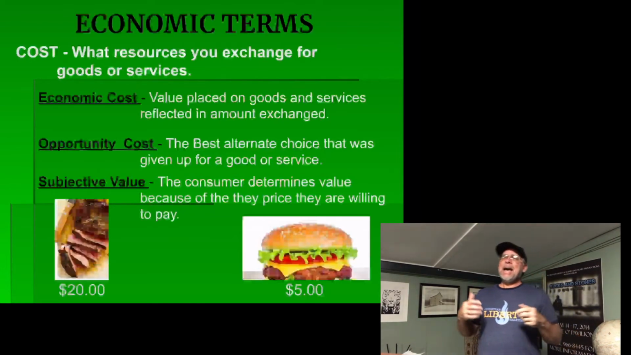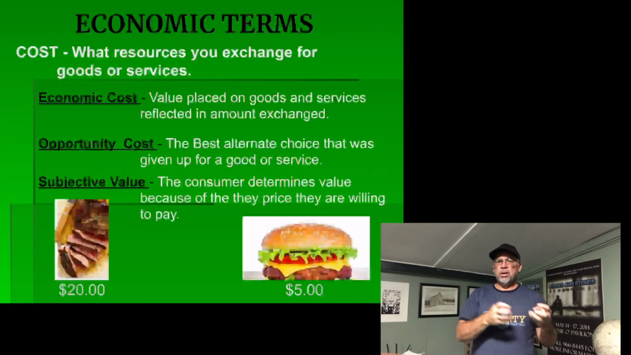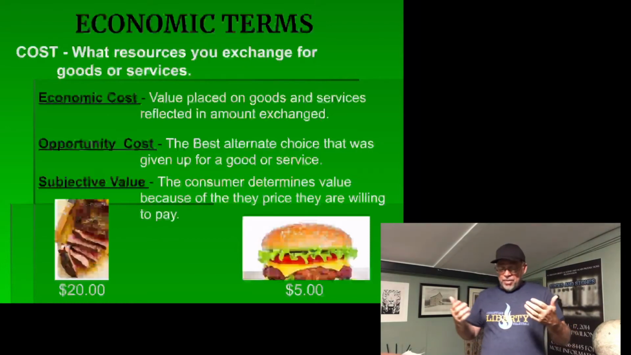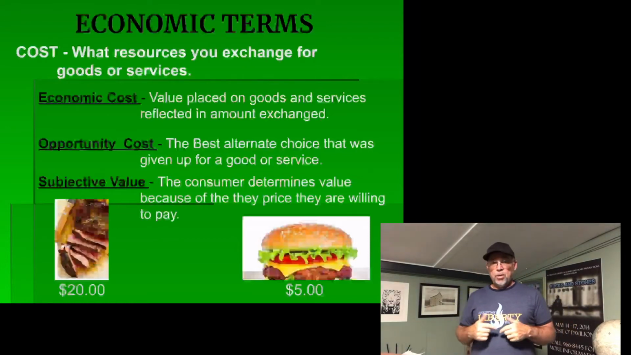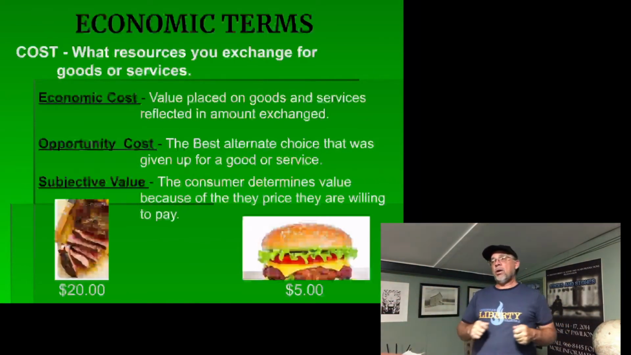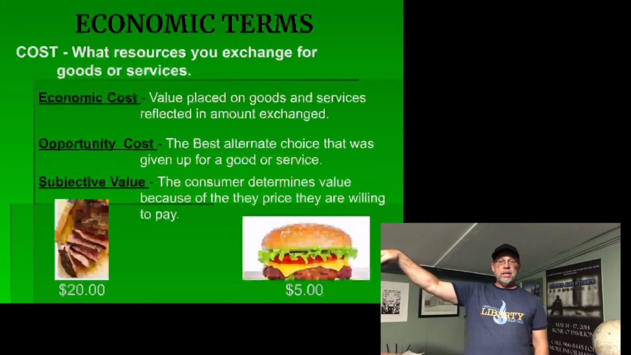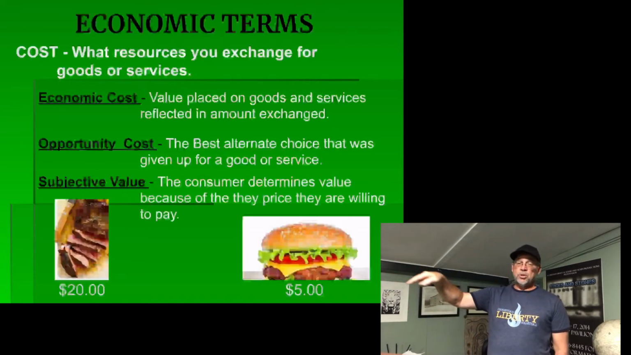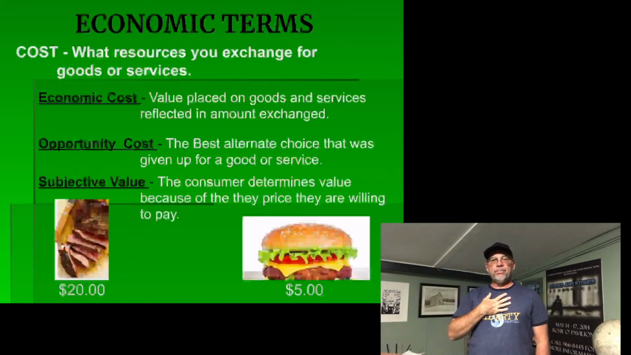Now, what actually goes into the value of cost? Well, there's one thing off the top, and that's called subjective value. That is the value that we as consumers determine because of the price that we're willing to pay. So, yeah, I'm willing to pay $5 for that double cheeseburger. So subjectively, to me, that double cheeseburger is worth $5. If you tell me that double cheeseburger is $10, I may not buy it. It may not be that valuable to me. All right? So that is something you've got to keep in mind.